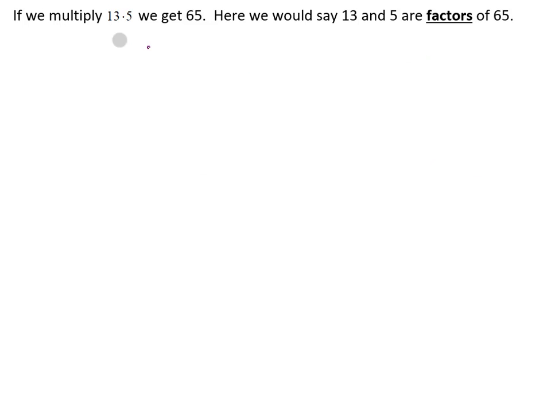All right, so let's say we multiply two numbers together, 13 and 5. Okay, that would get us 65. Here we could say that 13 and 5 are the factors of 65. They're the values we can multiply together to make 65.